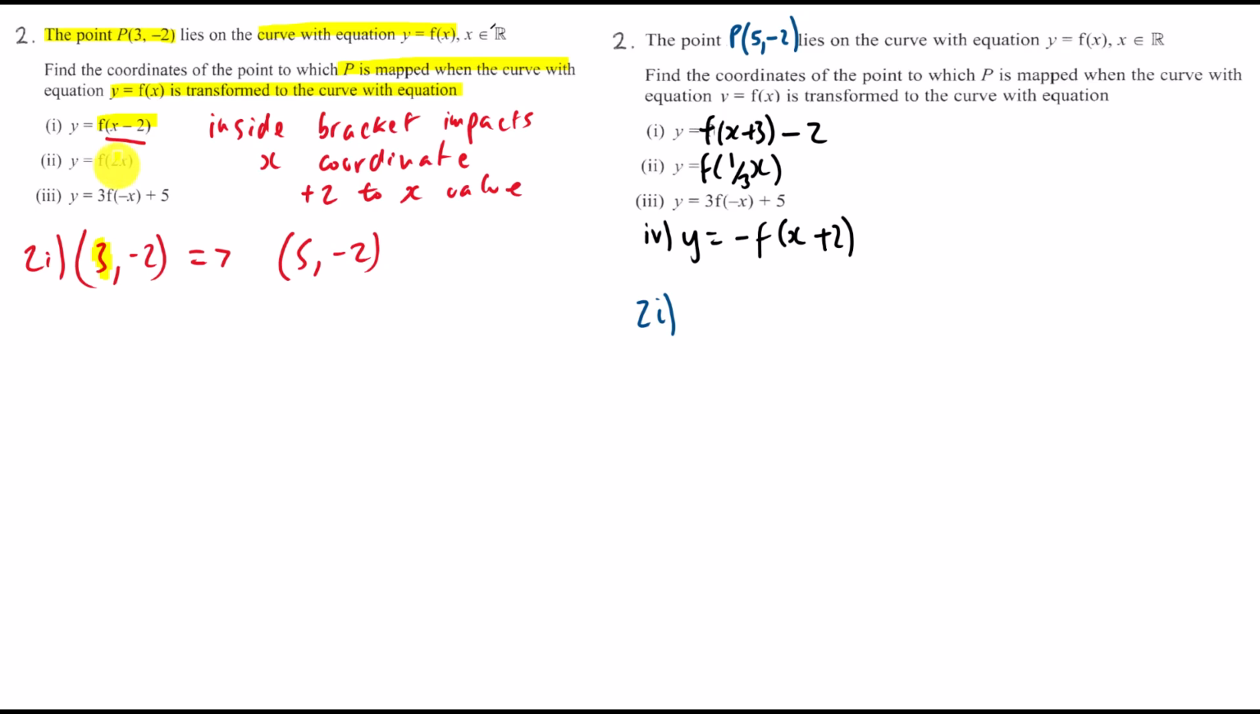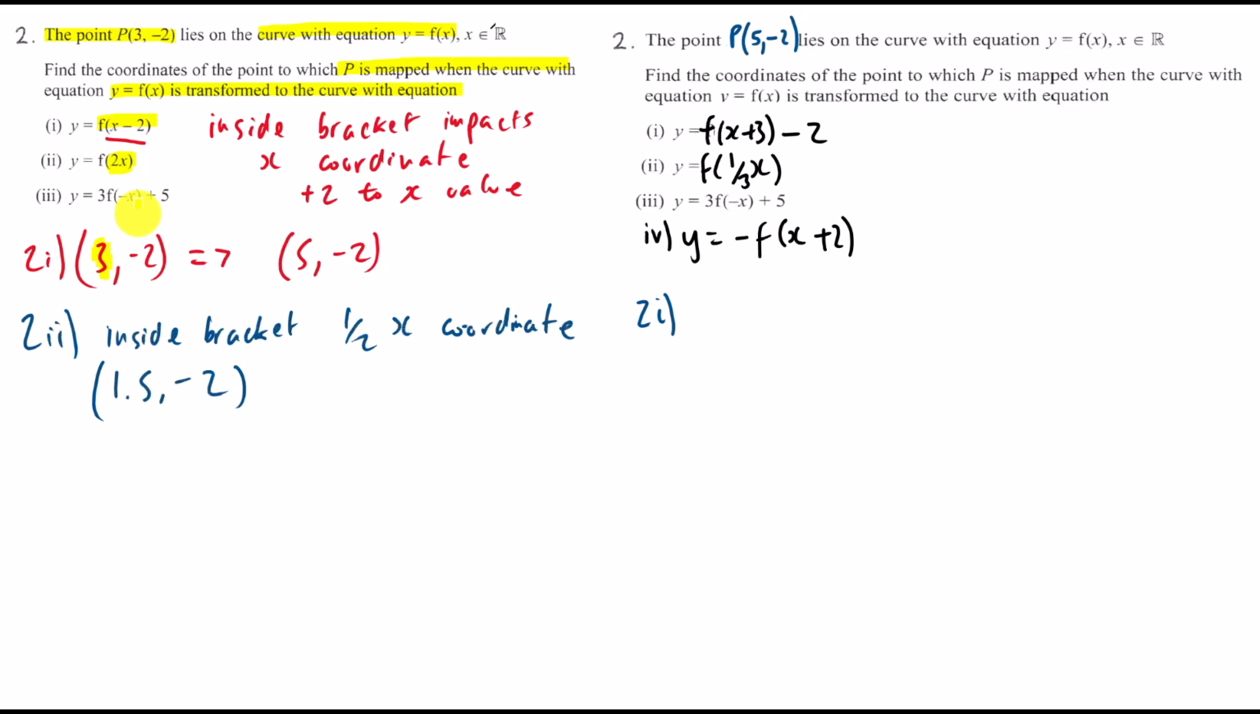Part 2. Now remember, we're solving for this, so what's the inverse of times 2? It's a half x, so the transformation is affecting the x coordinate by timesing it by a half or dividing by 2. So we just half this coordinate 3 to make it 1.5.